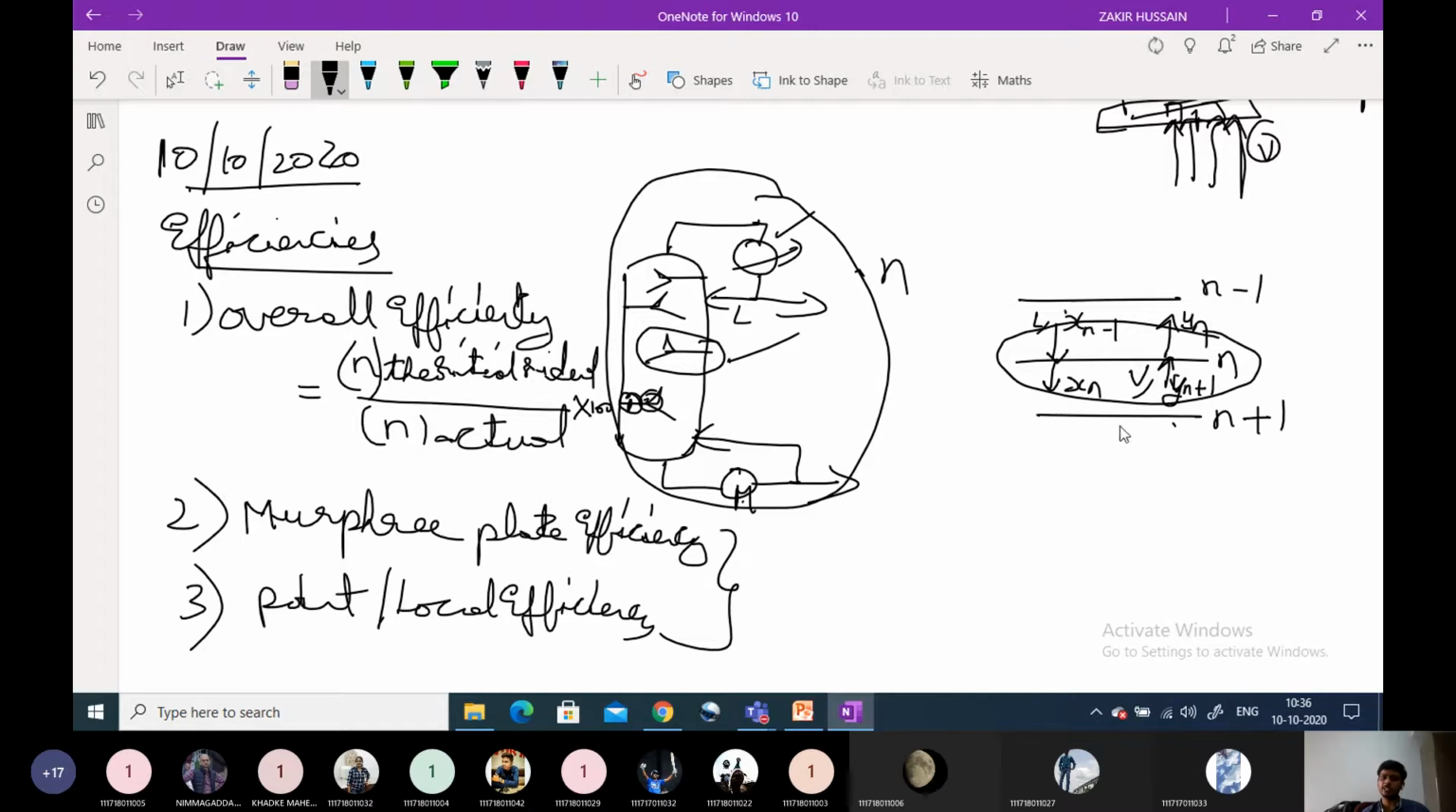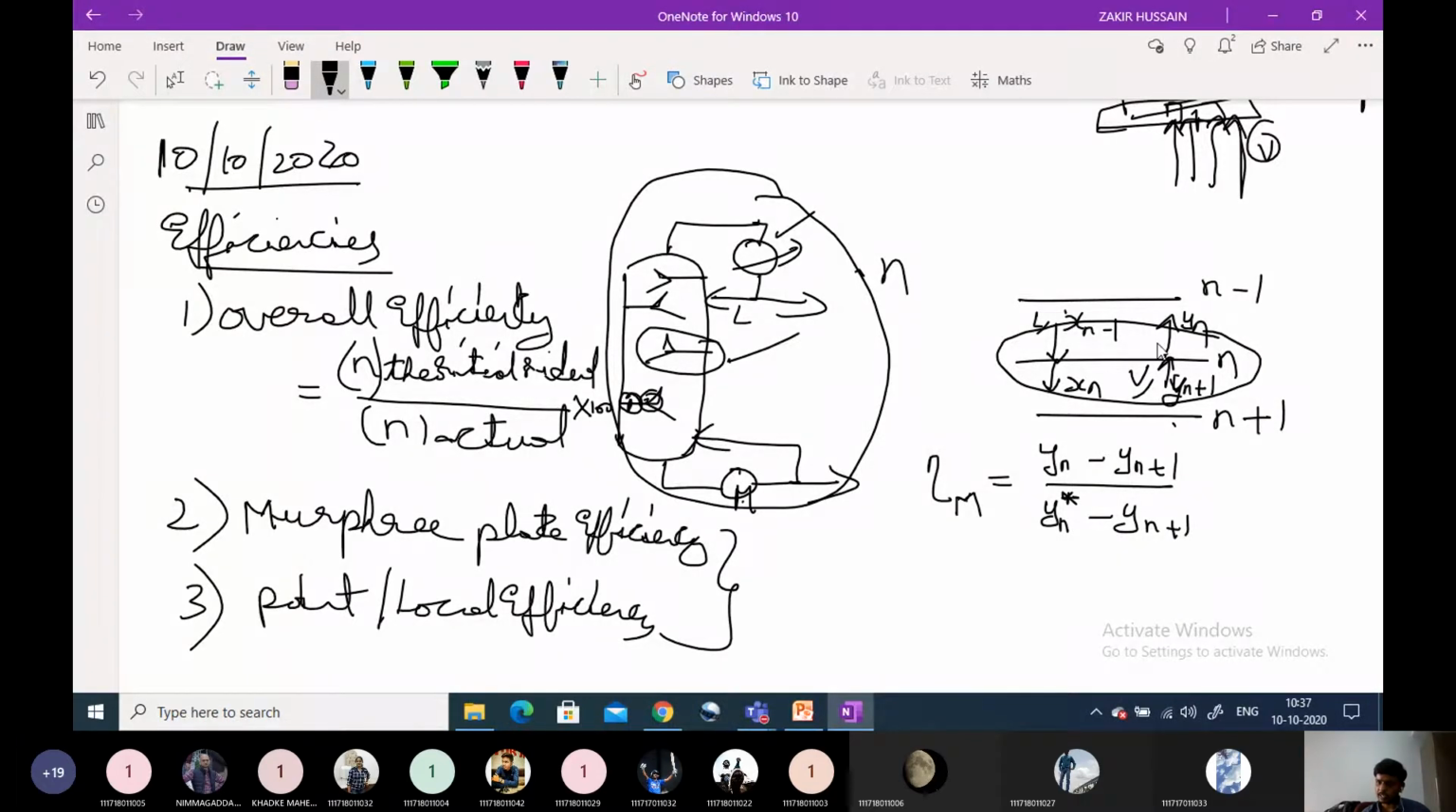Then Murphy plate efficiency is defined with respect to the vapor composition. The Murphy plate efficiency is denoted by eta subscript M, equal to y n, the composition of vapor leaving this plate, minus the vapor composition entering this plate, divided by, if the operation is carried out at equilibrium or ideal condition, y n star minus y n plus 1. This is called Murphy plate efficiency.